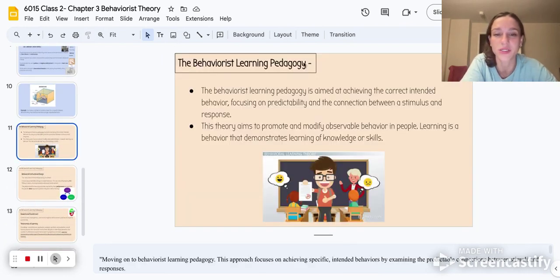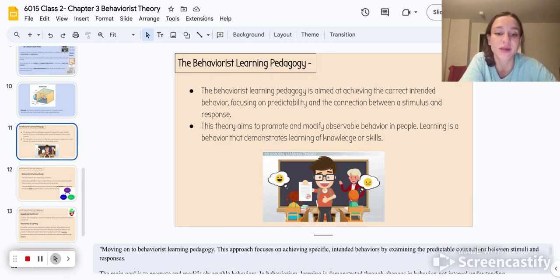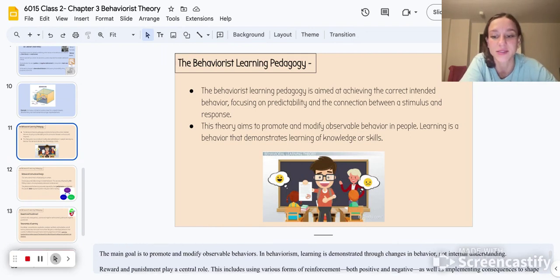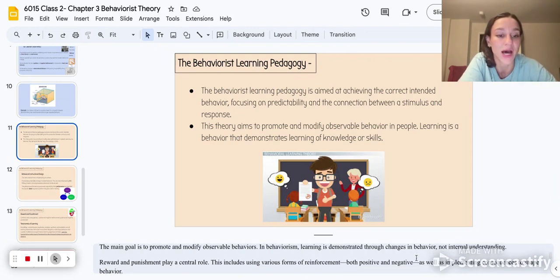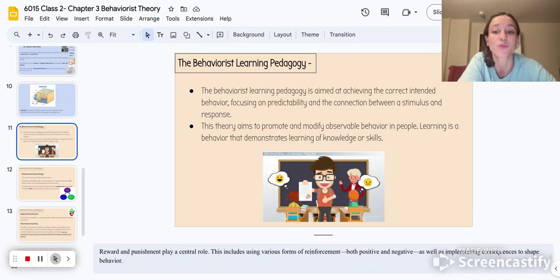All right, the behaviorist learning pedagogy. The behaviorist learning pedagogy focuses on achieving specific intended behaviors by examining the predictable connections between stimuli and responses. The main goal of this pedagogy is to promote and modify observable behaviors. In the whole concept of behaviorism, learning is demonstrated through changes in behavior, not internal understanding. Reward and punishment play a central role. This includes using various forms of reinforcement, both positive and negative, as well as implementing consequences that help to shape and change behavior.